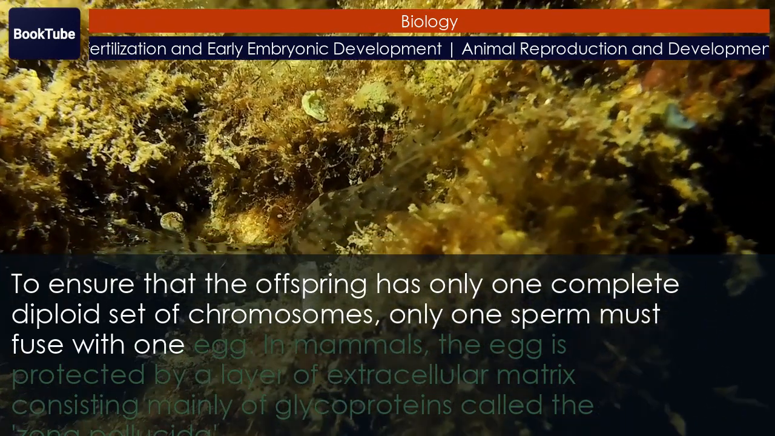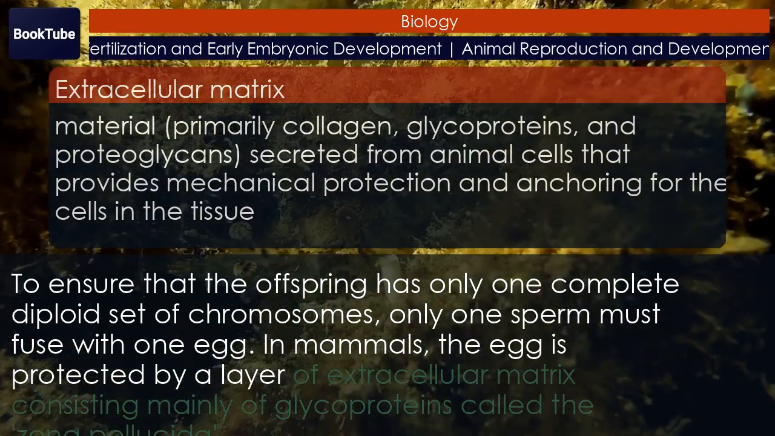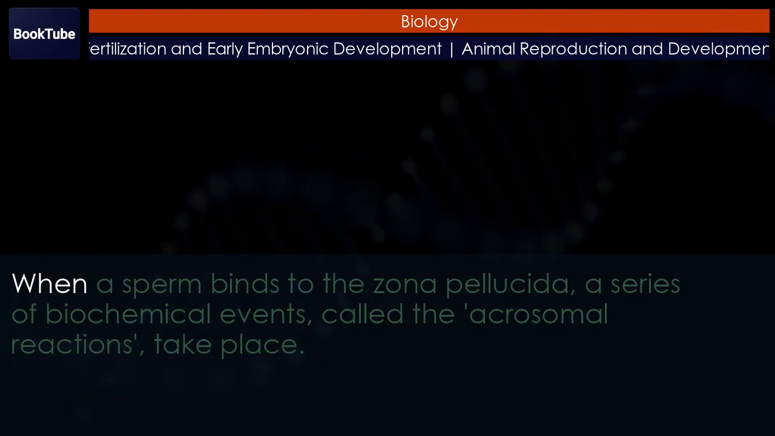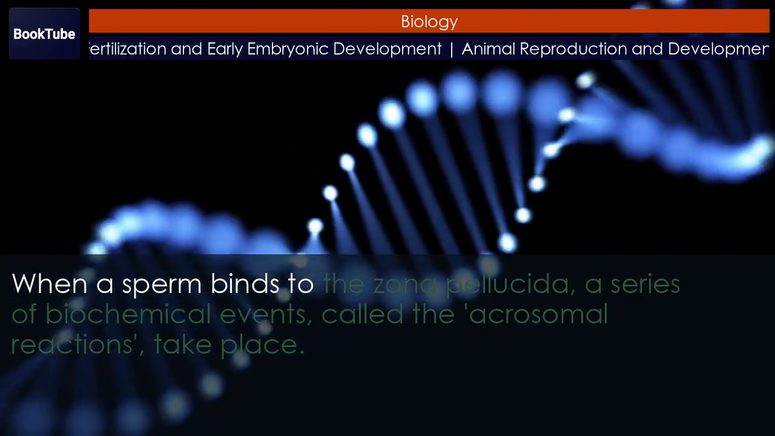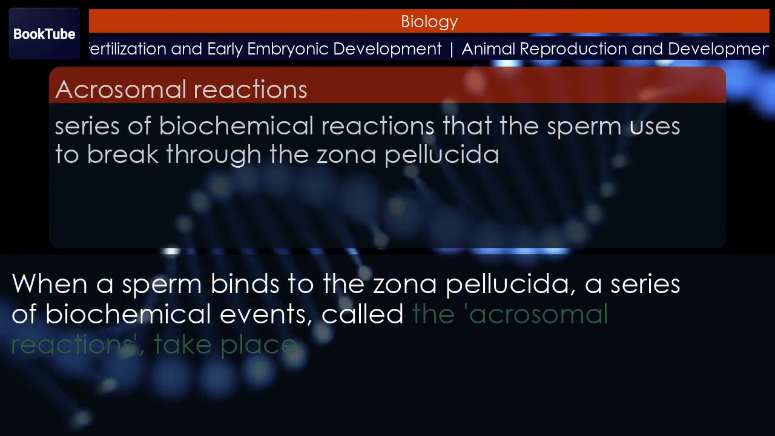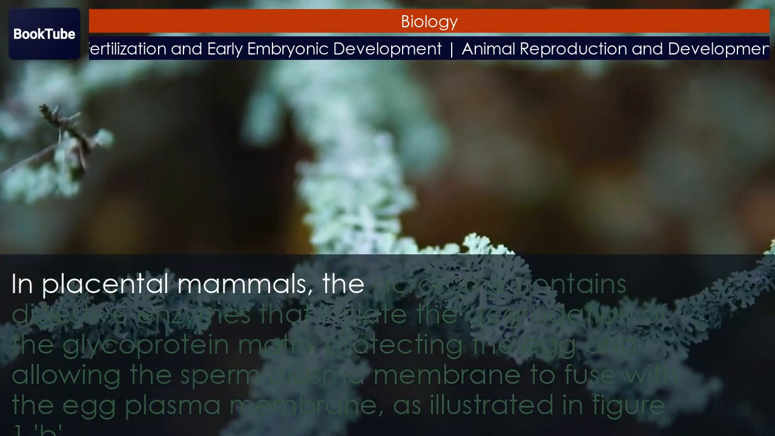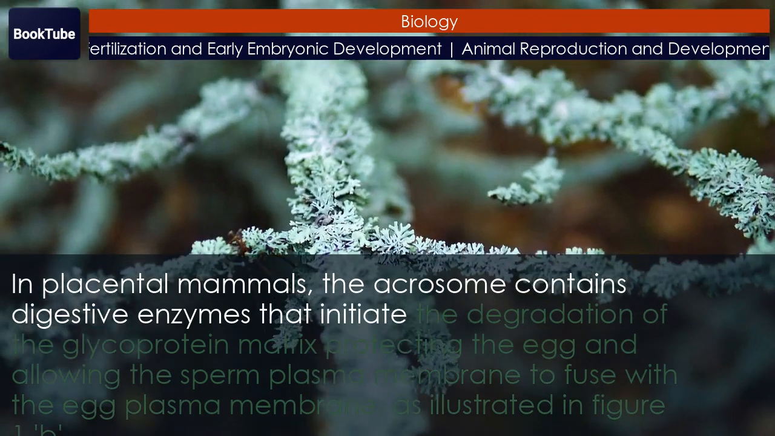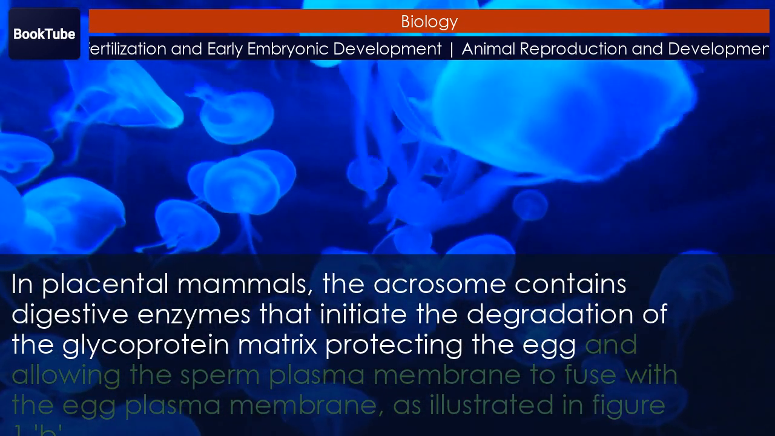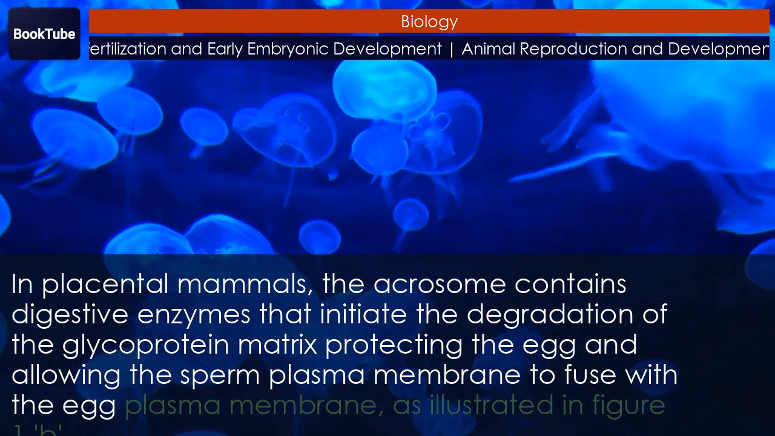egg. In mammals, the egg is protected by a layer of extracellular matrix consisting mainly of glycoproteins called the zona pellucida. When a sperm binds to the zona pellucida, a series of biochemical events, called the acrosomal reactions, take place. In placental mammals, the acrosome contains digestive enzymes that initiate the degradation of the glycoprotein matrix, protecting the egg and allowing the sperm plasma membrane to fuse with the egg plasma membrane.